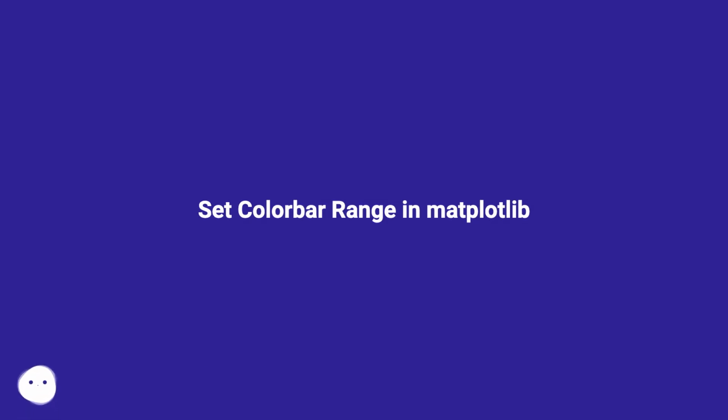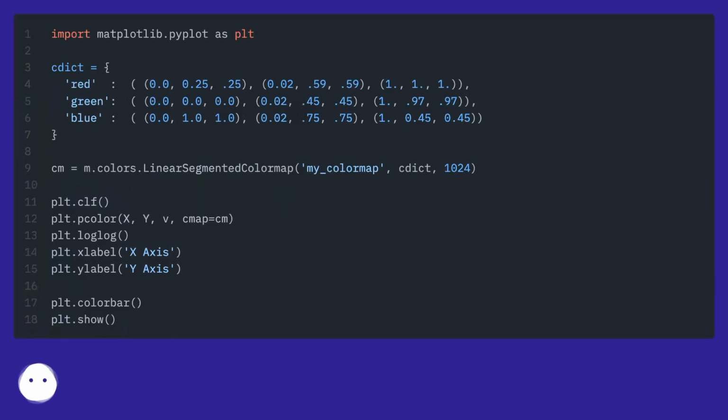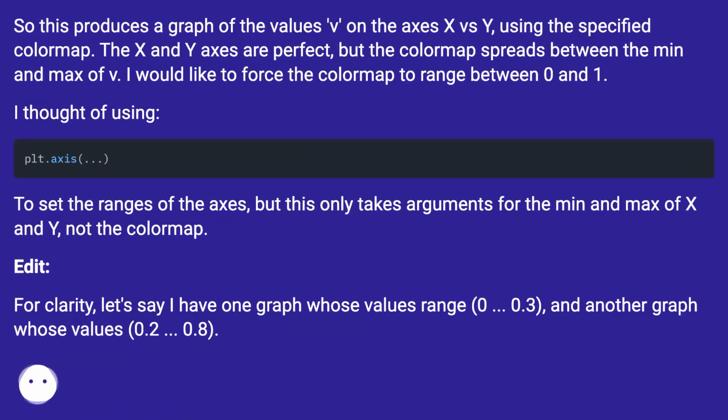Set colorbar range in Matplotlib. I have the following code. So this produces a graph of the values v on the axes x versus y, using the specified color map. The x and y axes are perfect, but the color map spreads between the min and max of v. I would like to force the color map to range between 0 and 1.